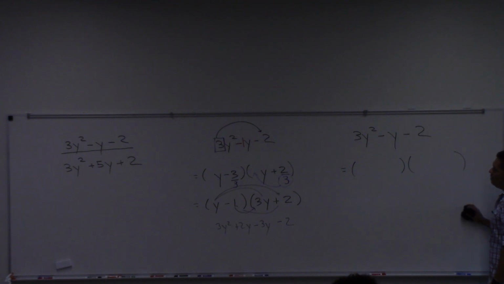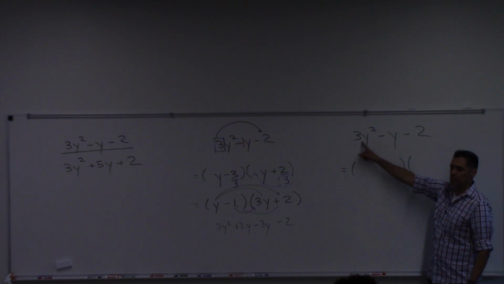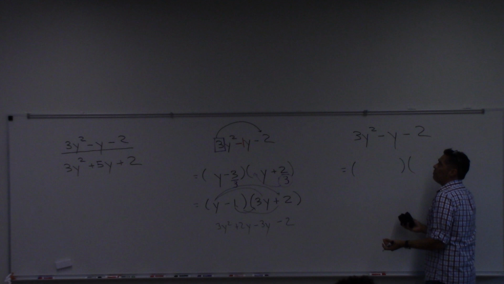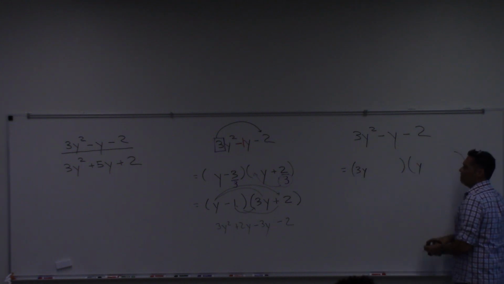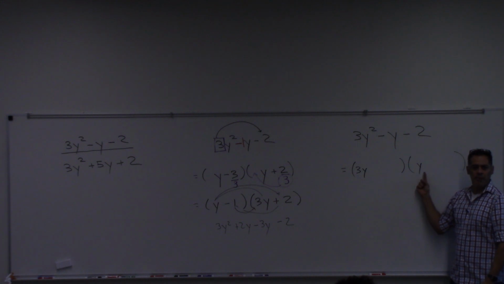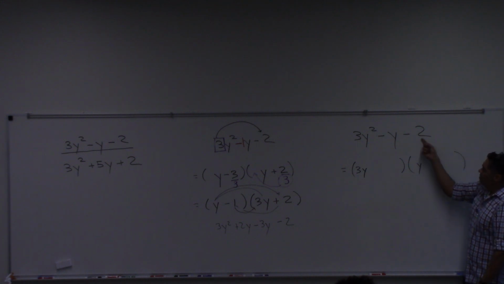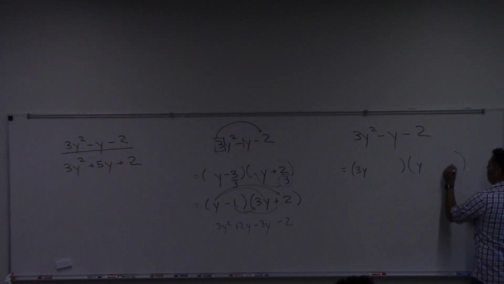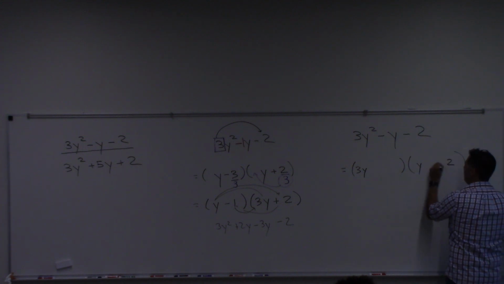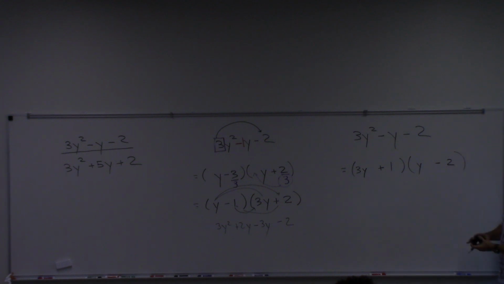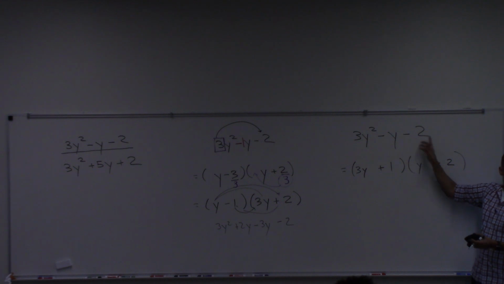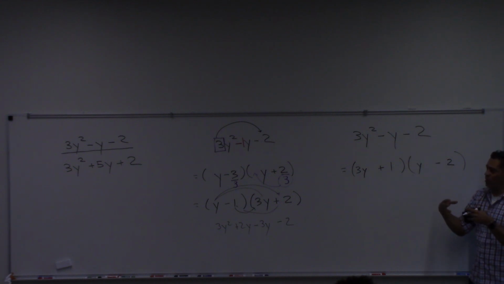I would say to myself, okay, I need a 3y squared, right? So the only way to get 3 is probably 3y and y. That would get me 3y squared. Now, I also need a negative 2 at the back. How can I get negative 2? I can do negative 2 here, and I can do plus 1 here. Do you all agree the last multiplication would give you negative 2? The question is, does the middle work?